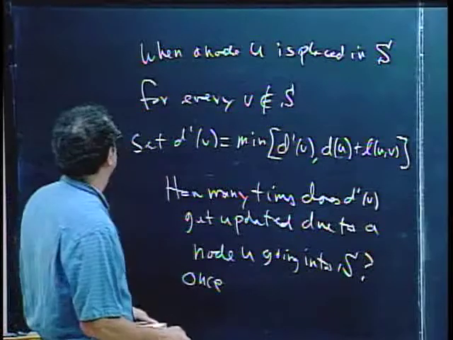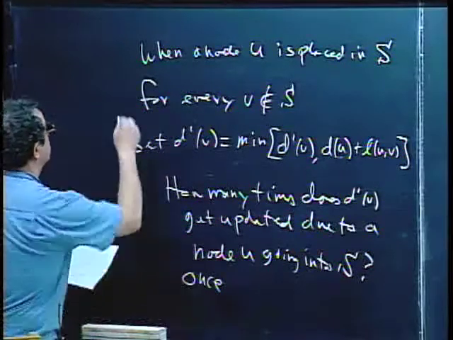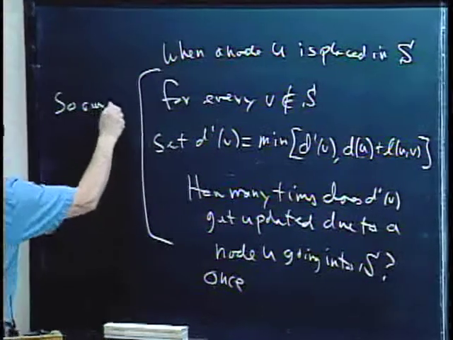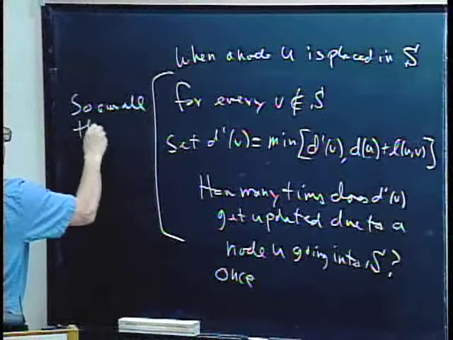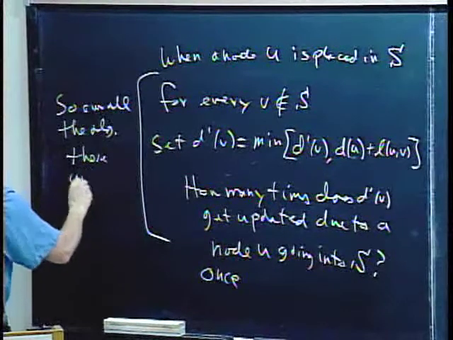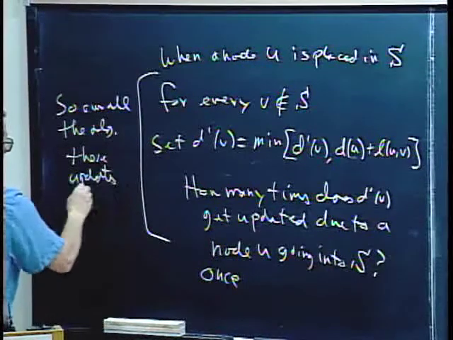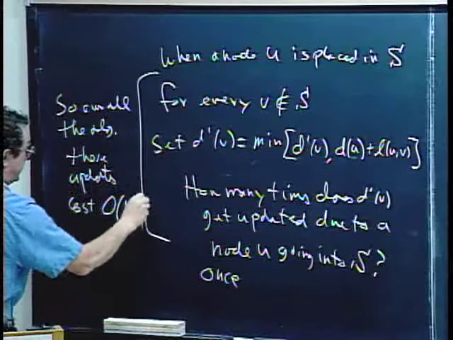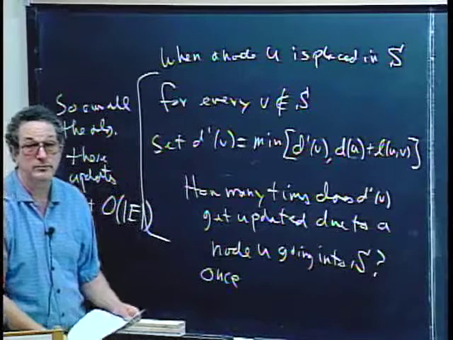So over all the algorithm, these updates cost something proportional to the number of edges in the entire graph.